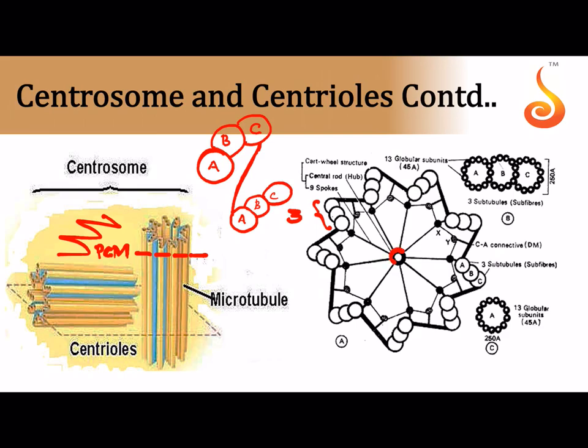And notice in the center there is no microtubule singlet. There is a mass of protein in the form of a rod-like structure that is called the hub, and you can see these protein threads or protein strands which extend from the hub to the complete microtubule at the peripheral triplet.